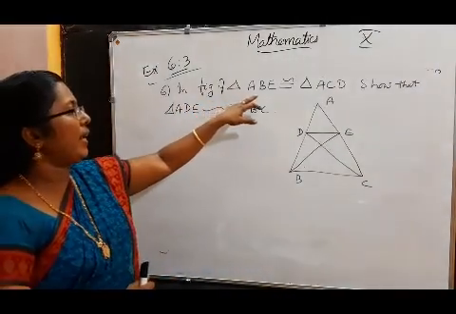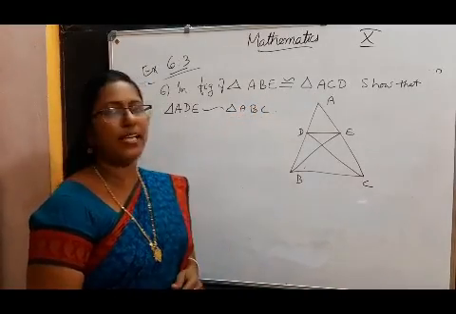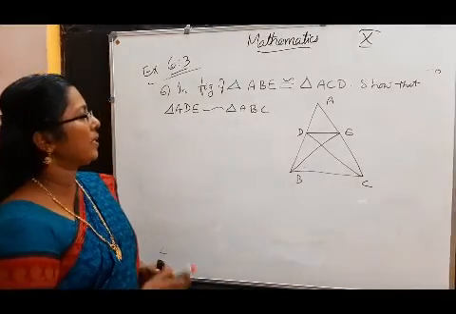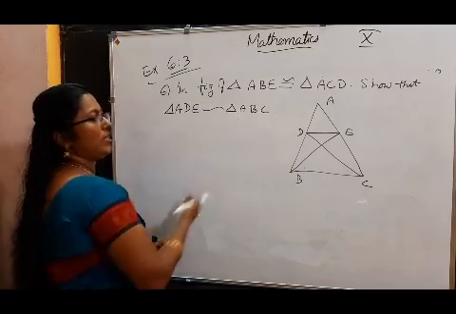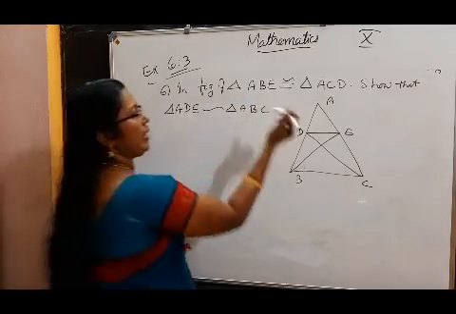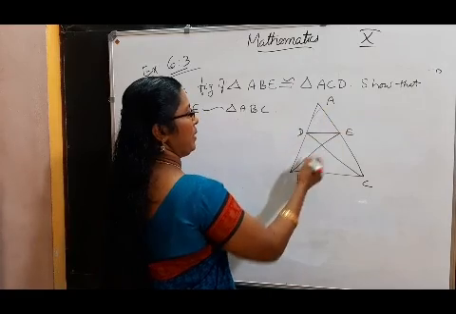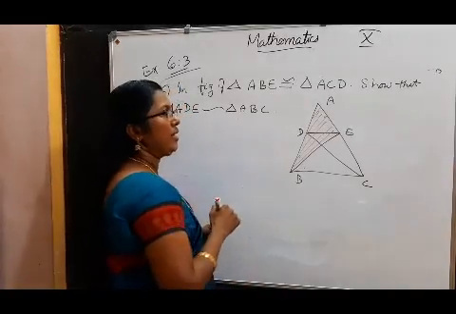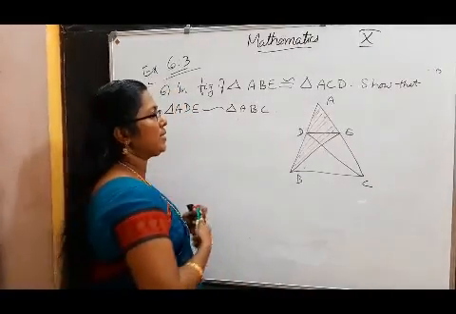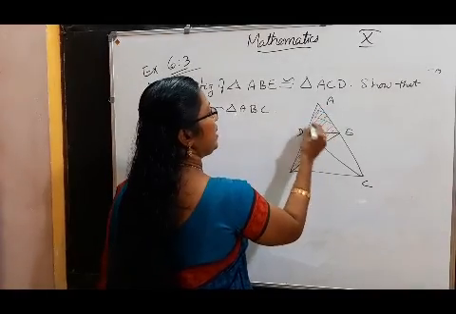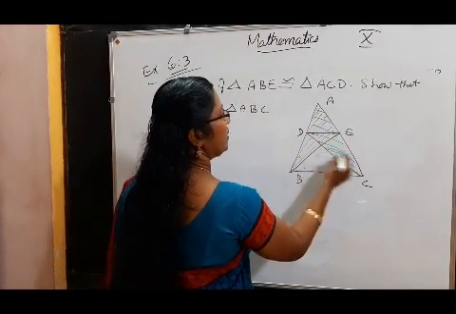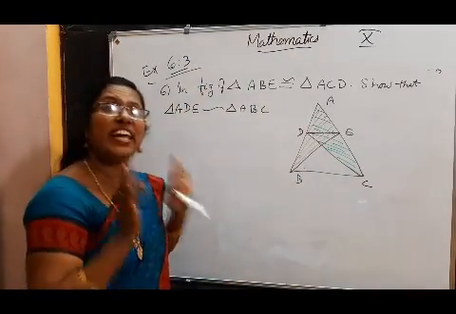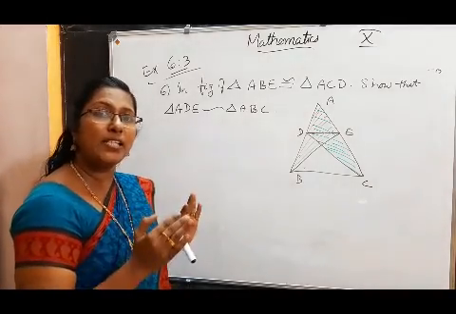In the figure, triangle ABE is congruent to triangle ADC. Show that triangle ADE is similar to triangle ABC. Here, the figure is given. Triangle ABE, this is ABE, and ADC, this is ADC. These two triangles are congruent. What do you mean by congruent? The corresponding sides are equal, and the angles are equal.